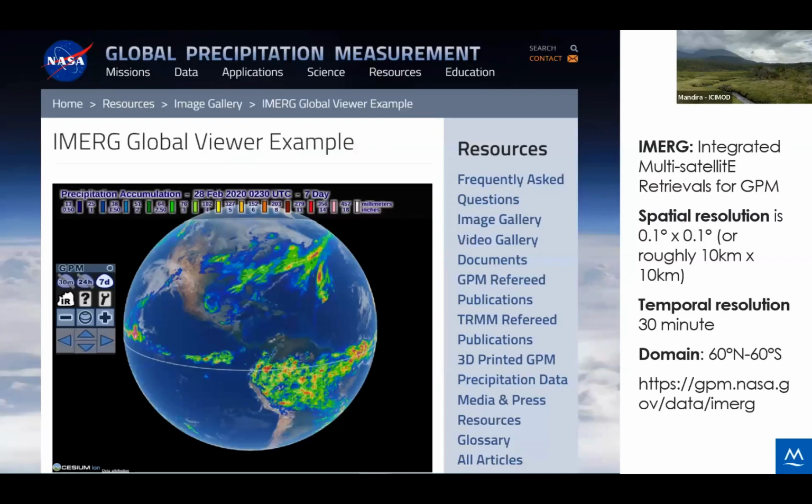So here I just wanted to show you a few slides which show some of the satellite-based precipitation products that we are using.